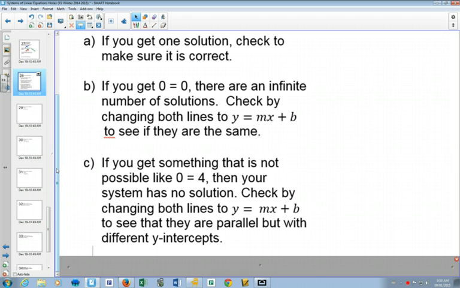And if you get something that's not possible, like 0 is equal to 4, negative 5 equals 3, then you're going to find out that those two lines were parallel and they never intersect.